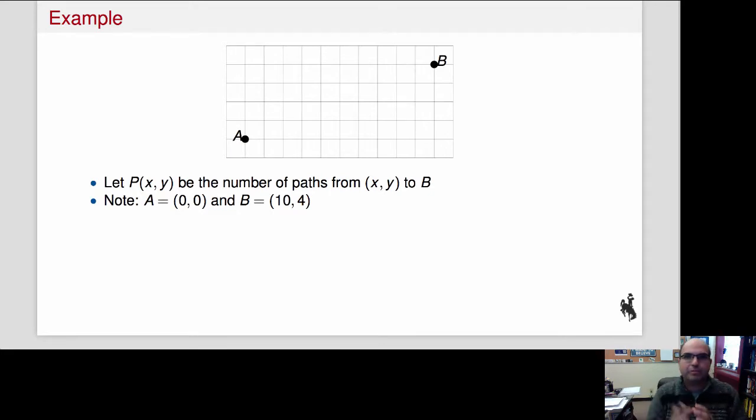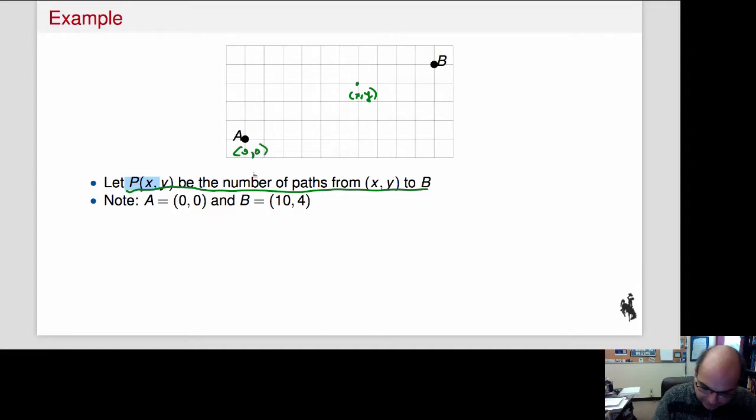Okay, so let's start by adding some notation to have a framework. So P of x,y is the number of ways that we can get from coordinate x,y to B. So for example, let's say that this is x,y, right? And since I have a coordinate system, then I need to have an origin, and let's just pick this as my origin. And that means that B has to be 10, 4 because it's 10 steps east and 4 steps north. So anyway, from here, how many ways can I get there, right?